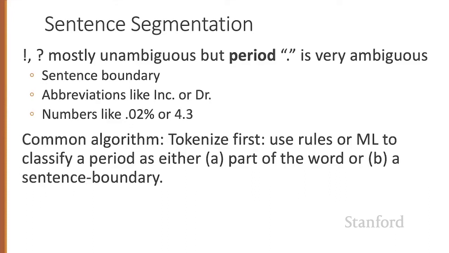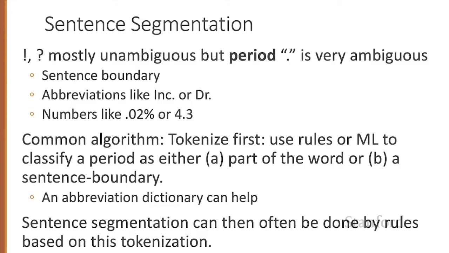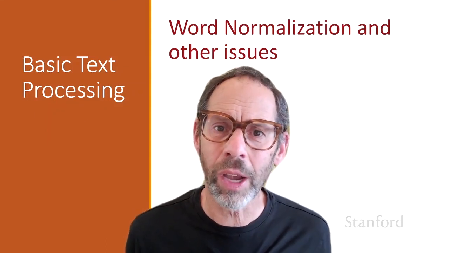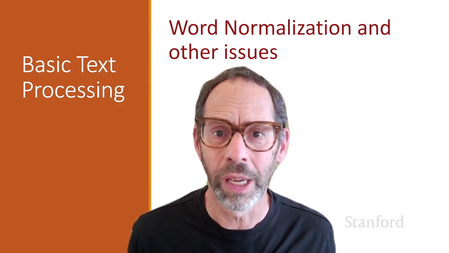So we'll use rules or we'll build a machine learning classifier that classifies a period either as part of the word, as in Dr. or Inc. or the numbers, or a sentence boundary. So our classifier makes that decision. And for that, maybe having an abbreviation dictionary can help. If we have a list of the words like Inc. and Dr. in the language, that's going to be useful for that classification decision. And then we do sentence segmentation based on very simple rules based on this more complex tokenization task that we've done. Normalizing words and segmenting off sentences or other larger discourse units like paragraphs are important first steps in text processing.